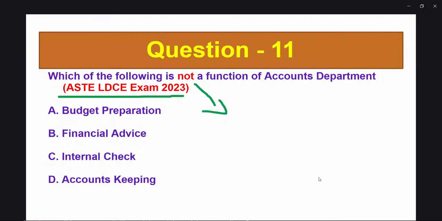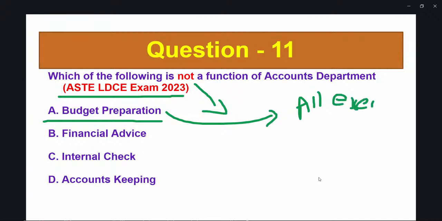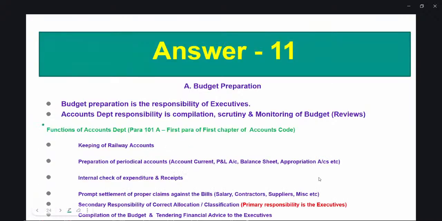Yes, please stop. This is the budget preparation. Please check: budget preparation is the duty of all executives, not an accounts function, because the accounts job is only scrutinizing the budget submitted by the executives. Whereas the others, financial advice, internal check, keeping of the accounts, maintenance of the records, are functions of the accounts department. Budget preparation is the responsibility of the executive. Accounts responsibility is compiling, consolidating, scrutiny and monitoring.